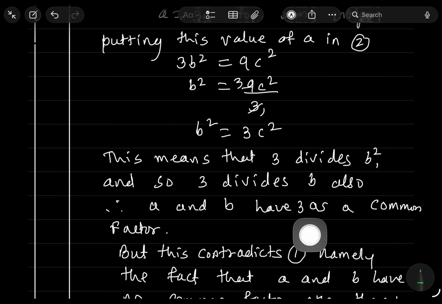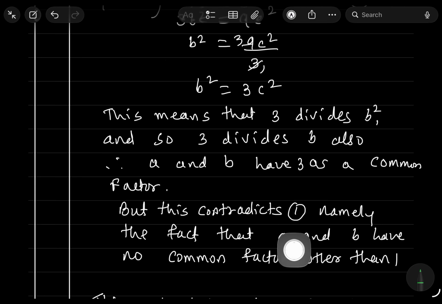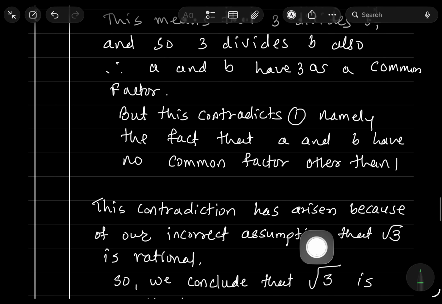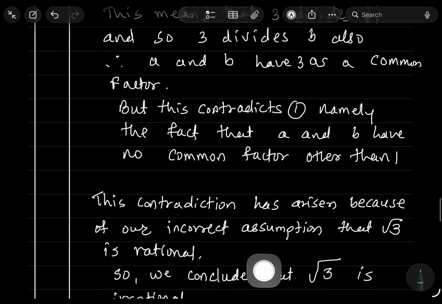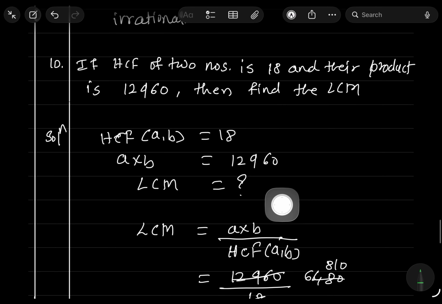So a and b have a common factor, but this contradicts the fact that a and b have no common factors other than 1. This contradiction has arisen because of our incorrect assumption that root 3 is a rational number. So we conclude that root 3 is an irrational number.